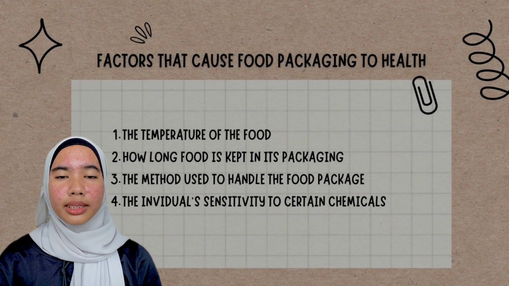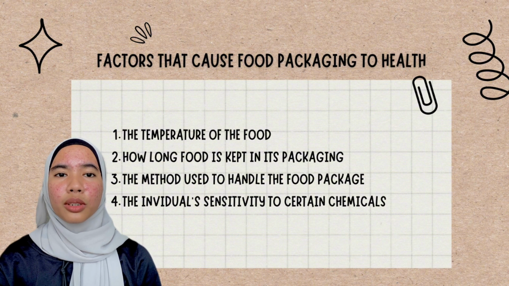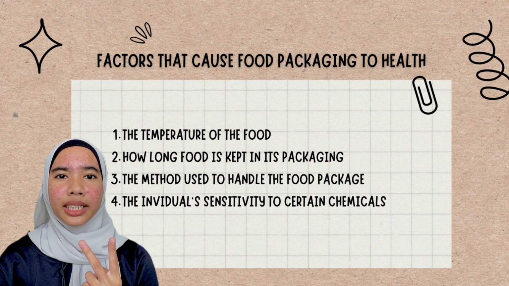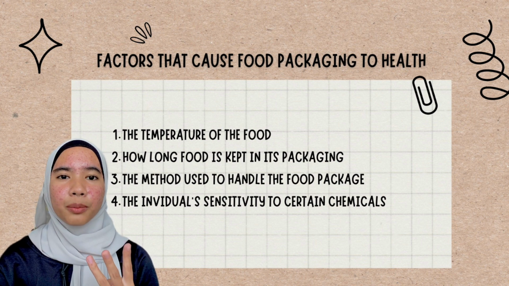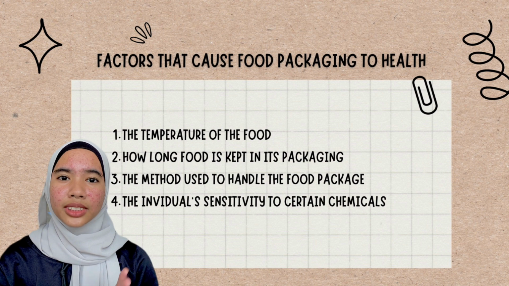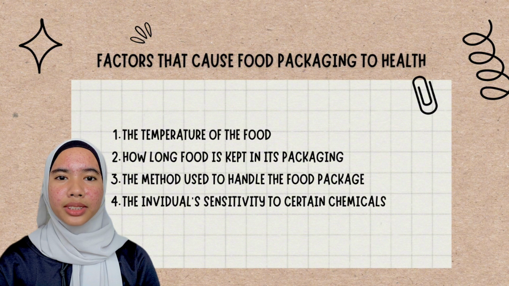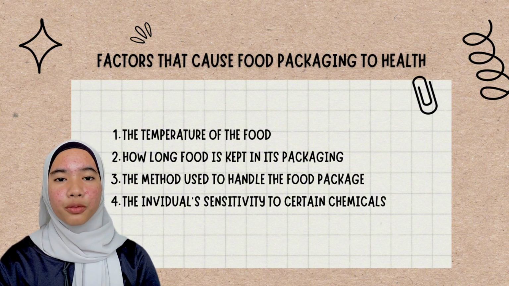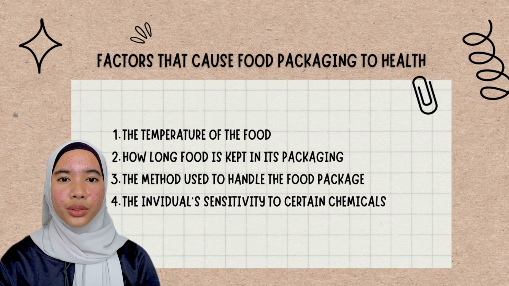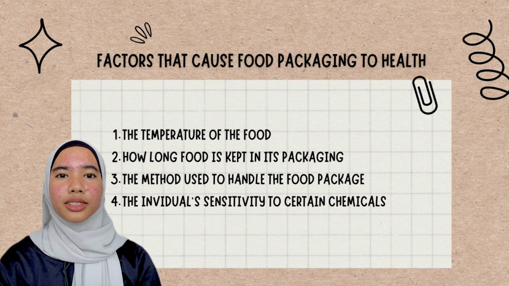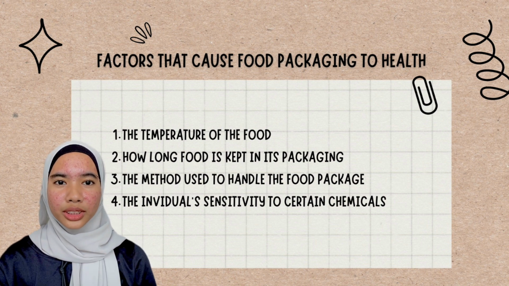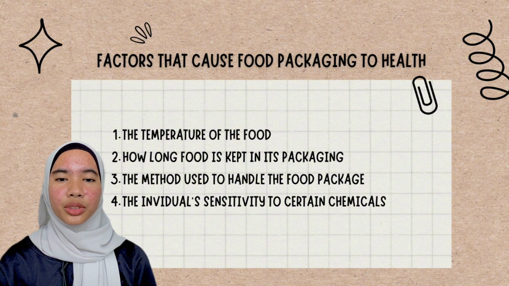There are some factors that affect how food packaging impacts health, which are the temperature of the food, how long it is kept in the packaging, the method used to handle the food packaging, and the individual's sensitivity to certain chemicals. Explanation for number 1. The higher the temperature of the food, the more likely it is that harmful chemicals will leach from the food packaging material into the food. For number 2, the longer the food is stored in the packaging, the more likely it is that harmful chemicals will leach from the packaging material into the food.